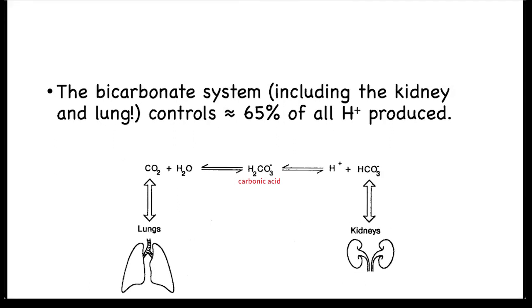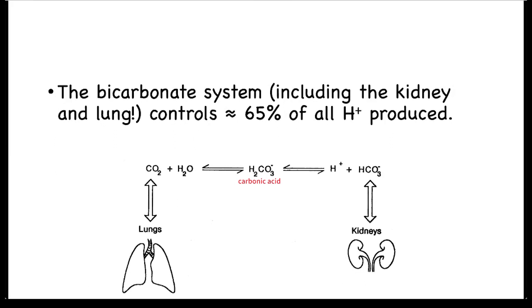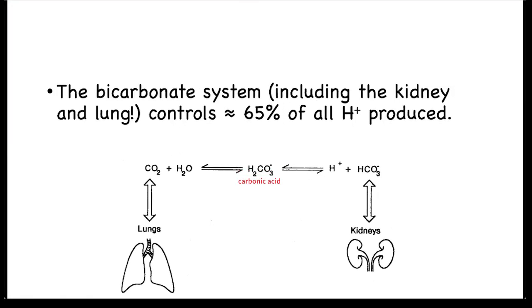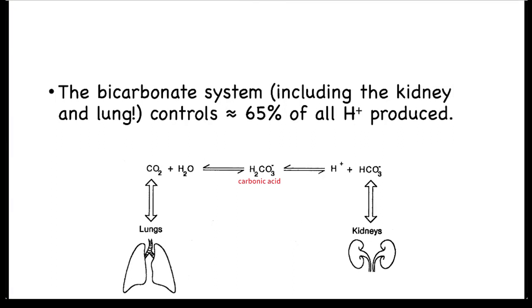We're going to follow to the right of the carbonic acid. Notice that carbonic acid can dissociate into the bicarbonate ions and the hydrogen ions. We'll be looking at how the kidneys regulate your blood pH by regulating the amount of bicarbonate ion. They can either retain or secrete bicarbonate ions. We'll go into this further.